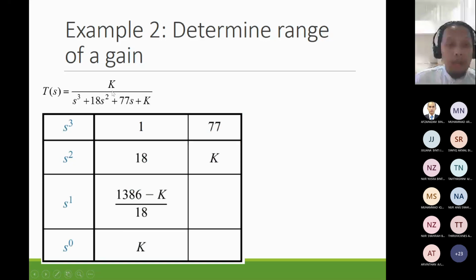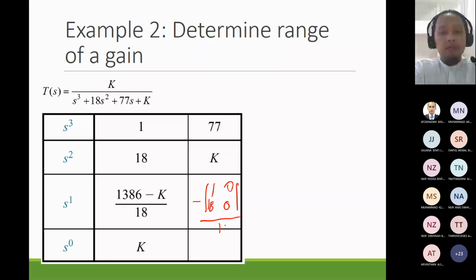Then from this transfer function, we can generate the Hurwitz table. Okay, so as usual, you start with s power of 3, followed by s power of 2, and so on. And then you fill the 2 top rows. So 1, 18, 77, and k. And then you calculate row S1 using the determinant. And then you calculate the second column also using the determinant. And then you calculate the row S0, or S power of 0, also using the concept of determinant.